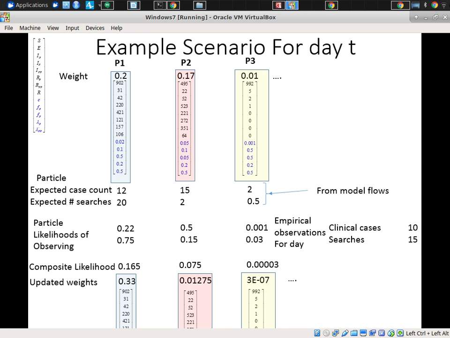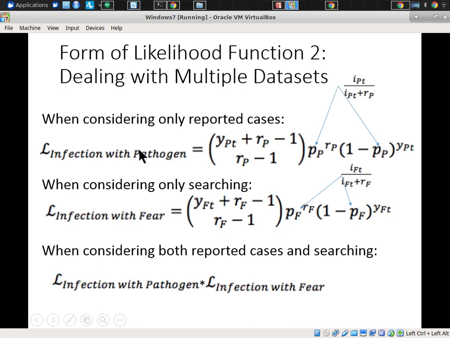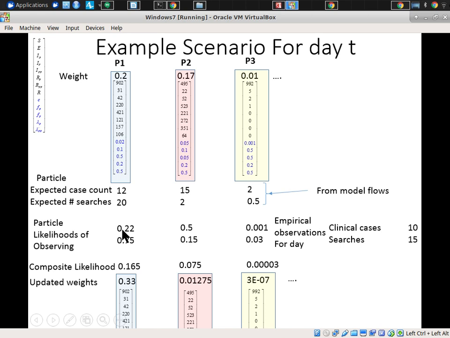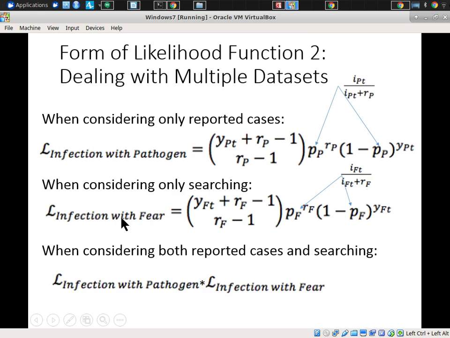These things are just computed by the first likelihood function, and these guys are computed by this likelihood function right here. We call it and compute the likelihood. If we expect this many and we get this many, what's the probability we'll observe it? If it were continuous, it could be greater than one. Here it's a probability mass function. Similarly, these values, 0.75, 0.15, 0.03, are computed the same way. The model expects a certain number of searches, there are actually a certain number of searches, and we compute the likelihood of each of those through this likelihood function. Does that make sense?